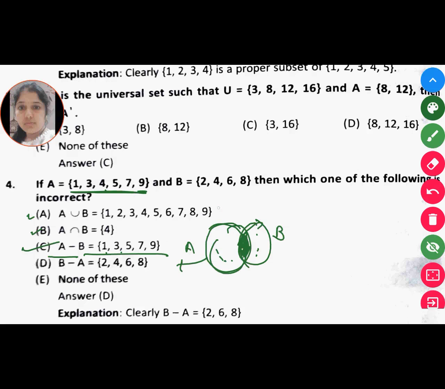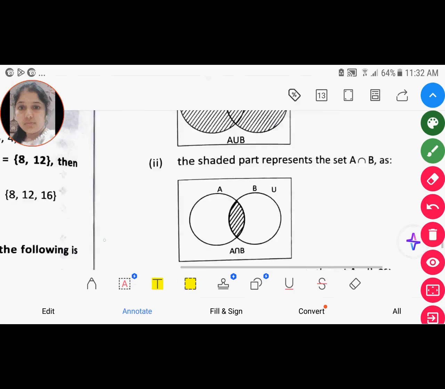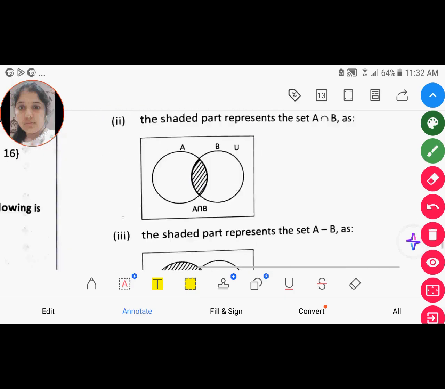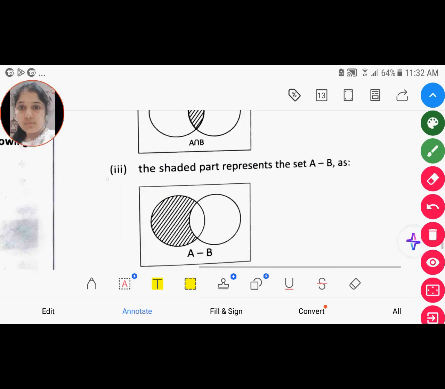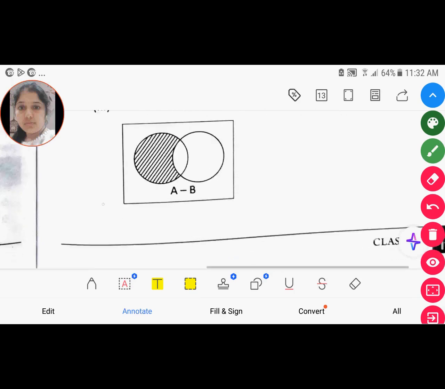Now B minus A. So B minus A becomes 2, 6, 8, but 4 is also taken here, so this is wrong. When a diagram is shown: A union B shaded portion, A intersection B, A minus B.